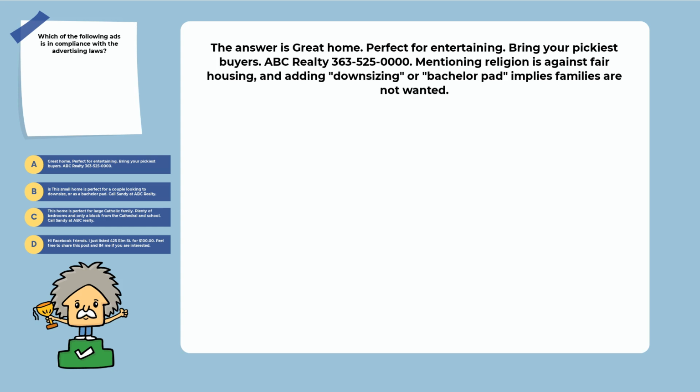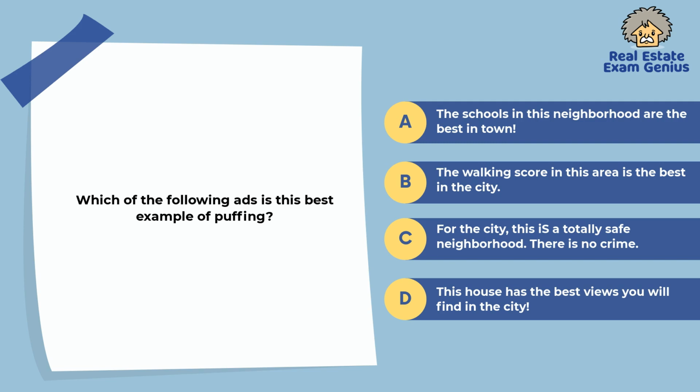The answer is great home, perfect for entertaining. Bring your pickiest buyers. ABC Realty, 363-525-0000. Mentioning religion is against fair housing, and adding downsizing or bachelor pad implies families are not wanted. Which of the following ads is the best example of puffing?